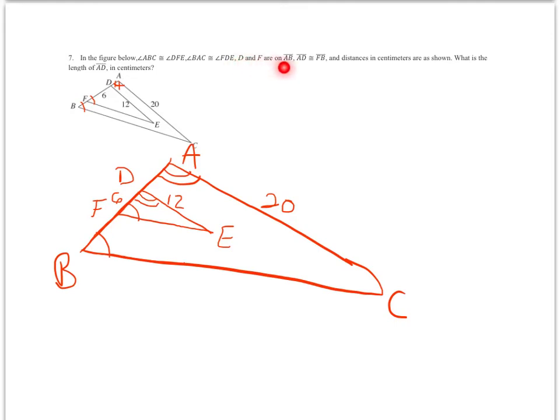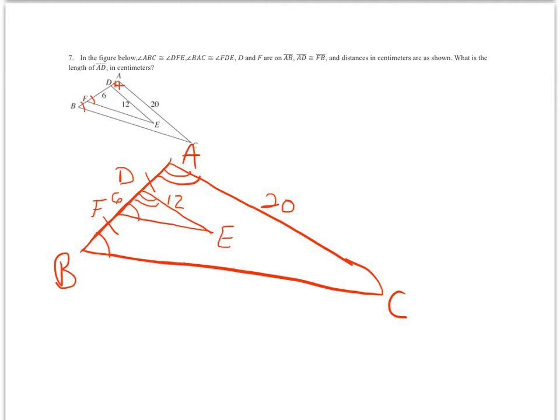Points D and F are on segment AB, obviously. Segment AD here is congruent to segment FB, that's here. So this segment is congruent to this segment. Put one dash on both of those. And distances in centimeters are as shown. So 6 centimeters, 12 centimeters, 20 centimeters. What is the length of segment AD?